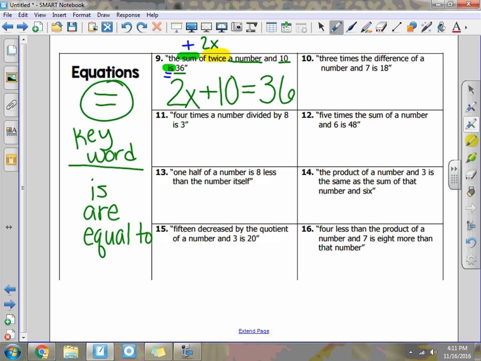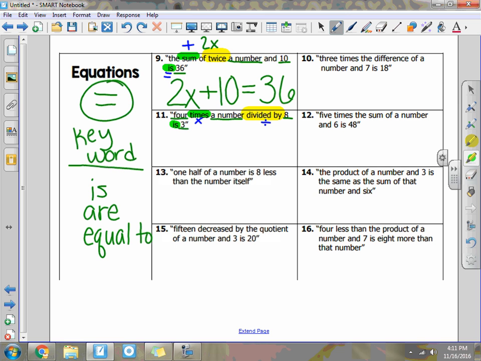Let's look at number 11. So now I'm going to pick out the important words. I like to go through and underline my numbers and highlight those keywords. So I see the number 4. I also see that I have that word times, and that's a clue word for multiplication. I have a mystery number. I also have those words divided by. And I know that that's a key word for division. I also have the number 8, 3, and then that keyword is.